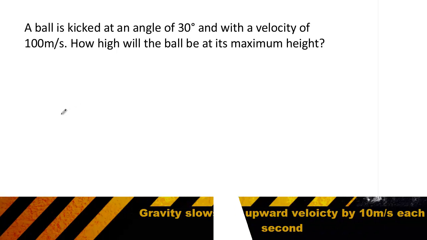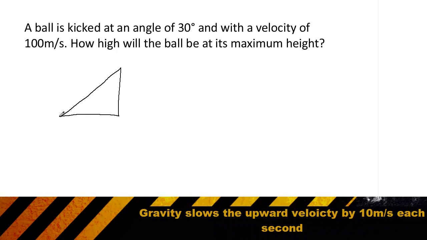Now I can redraw my triangle. My initial velocity is 100 meters per second upward and to the right, which means that simultaneously going up at a rate of 50 meters per second and also going to the right at 85 meters per second. The question is asking us, how high will it be at its maximum height? So really all we're concerned about is its upward direction.